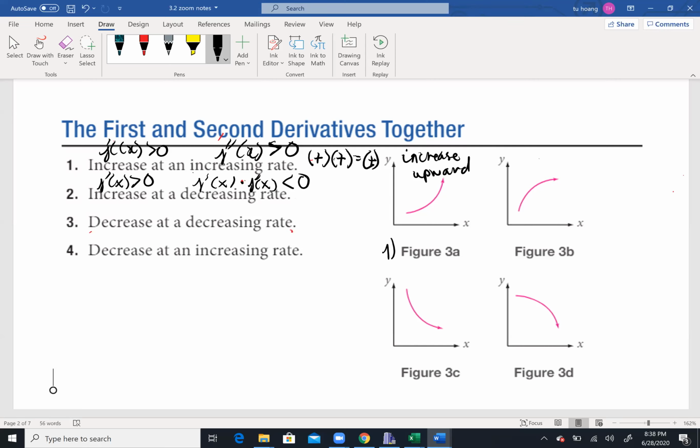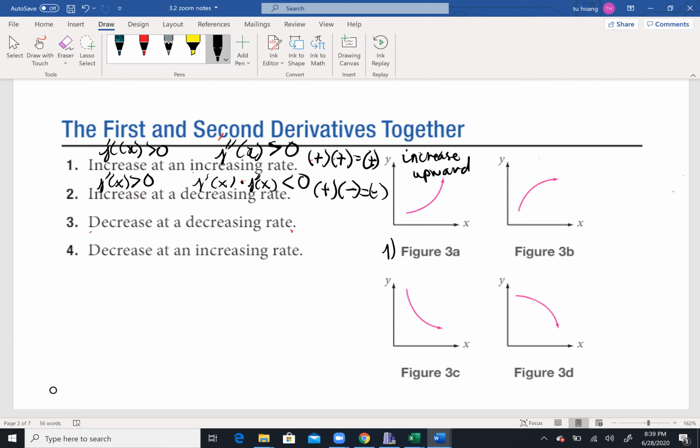So what do I have? I have a positive for the first derivative, multiplied with a negative for the second derivative. That gives me a negative only. Okay, so what does that mean?